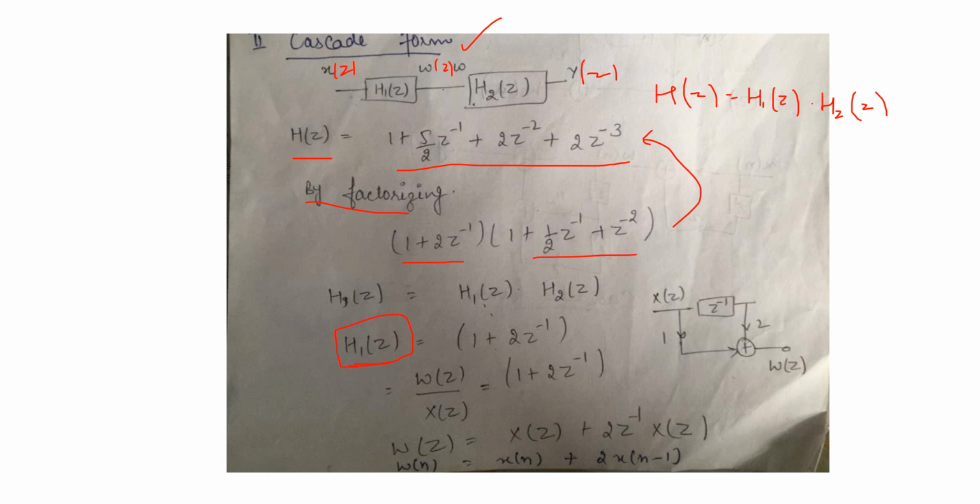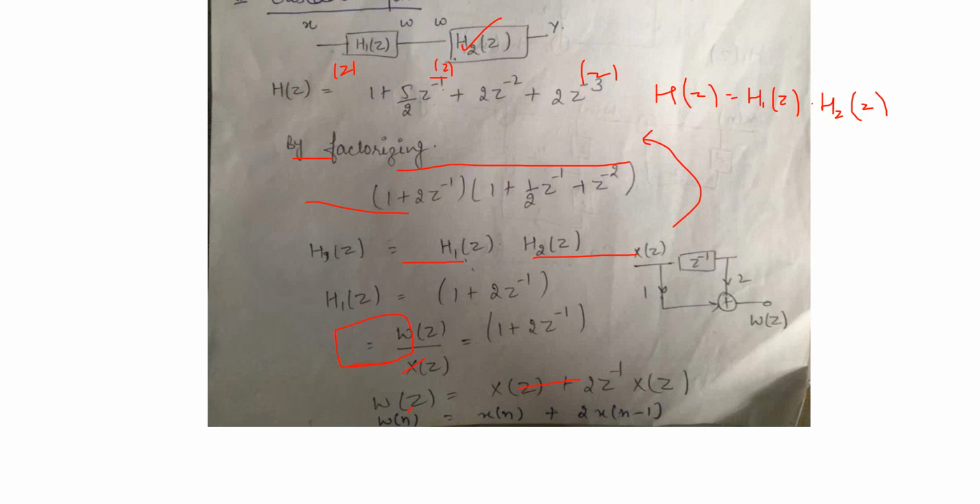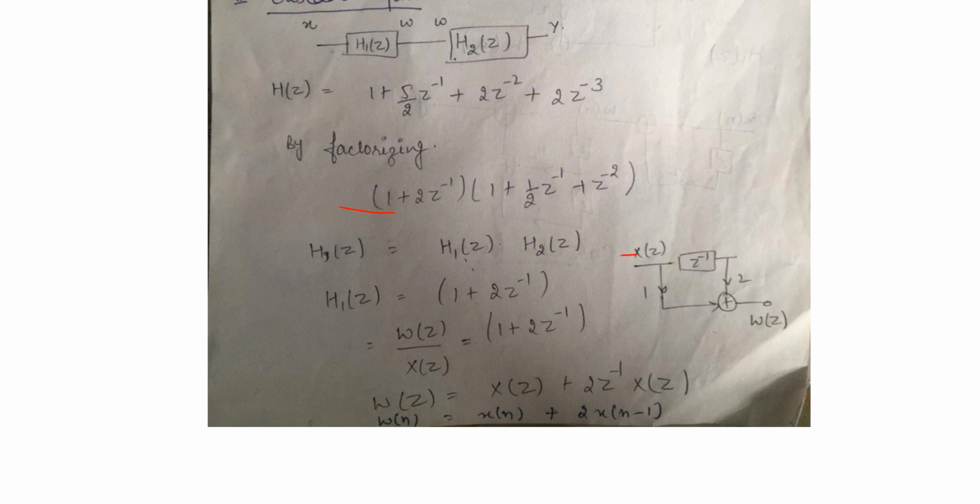Clear? Now here h of z is equal to w of z. Transfer function is output upon input. For this h1 of z, output is w of z and input is x of z. So I write here w of z upon x of z is equal to this. Then if you cross multiply this, w of z is equal to x of z plus 2 into x of z, means you have cross multiplied this. This is divided by 1.